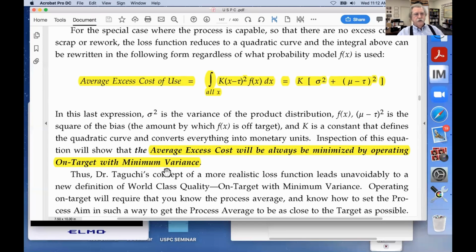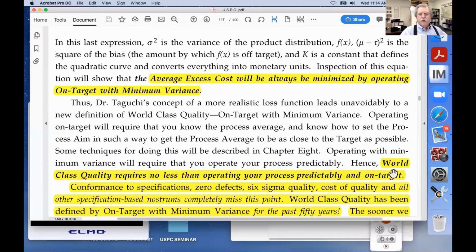Now that is the new definition of world-class quality. I hate to say new since it's been around for over 60 years, but it's still the definition of world-class quality, and you'll see that in a minute. So world-class quality requires no less than operating your process predictably and on target. Minimum variance equals predictable.